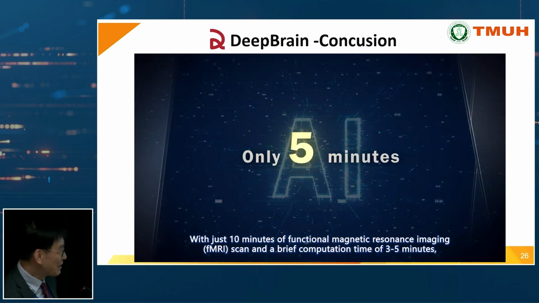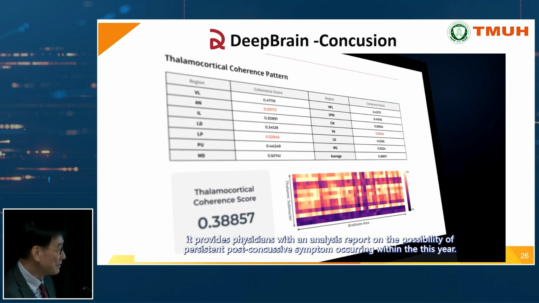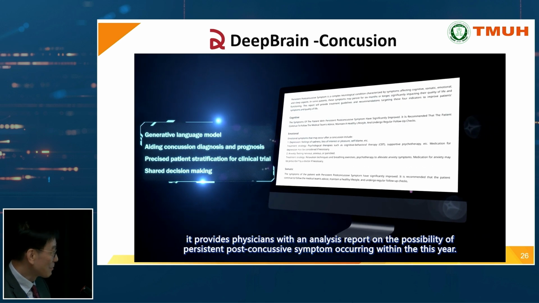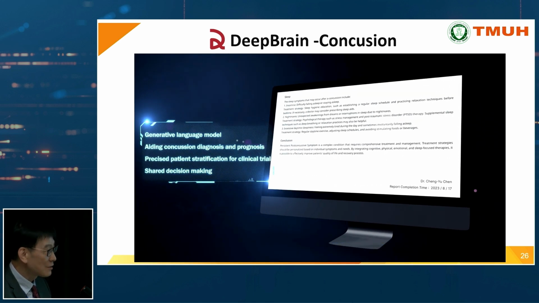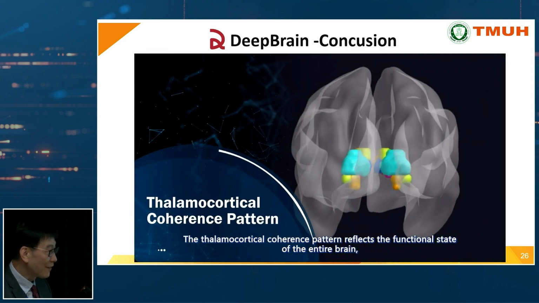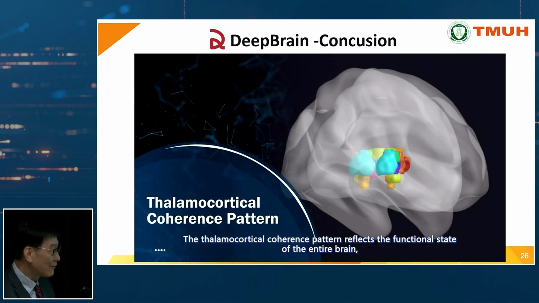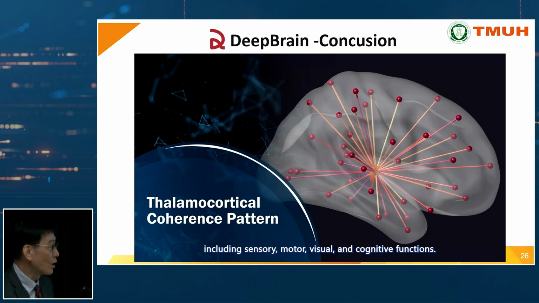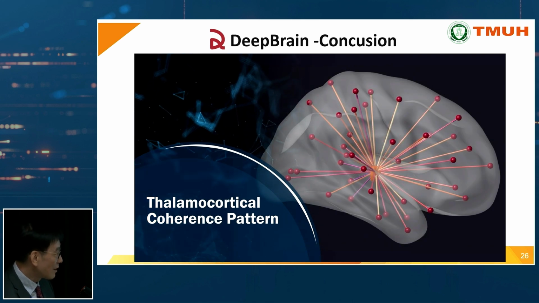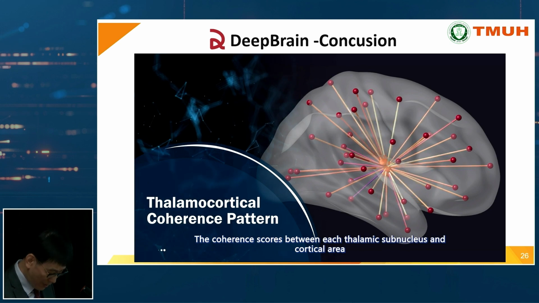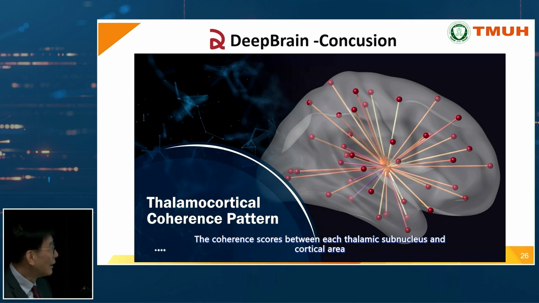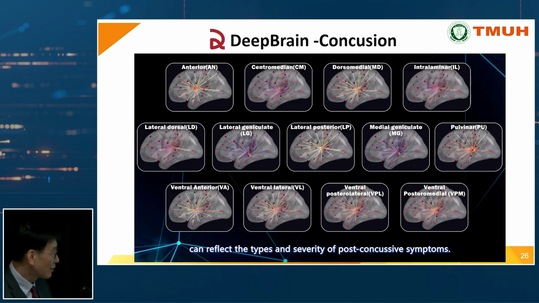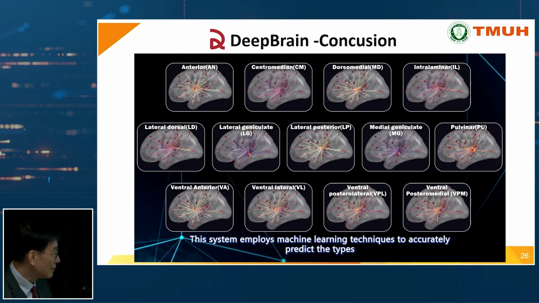You just scan for like 10 minutes, and we reconstruct it in 2 or 5 minutes, and we can generate an auto-report to tell if you are going to have prolonged post-concussion syndrome. That's simple, that's easy, but we all use the thalamocortical coherence pattern. So we built up the software, and we are currently trying to get the clinical validation and make it a product.